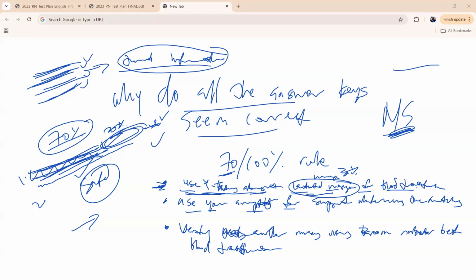In nursing school, if they are trying to test you about hypertension signs and symptoms, nursing school will give you signs and symptoms related to diabetes, signs and symptoms related to MI, signs and symptoms related to COPD, and one sign and symptom related to hypertension.